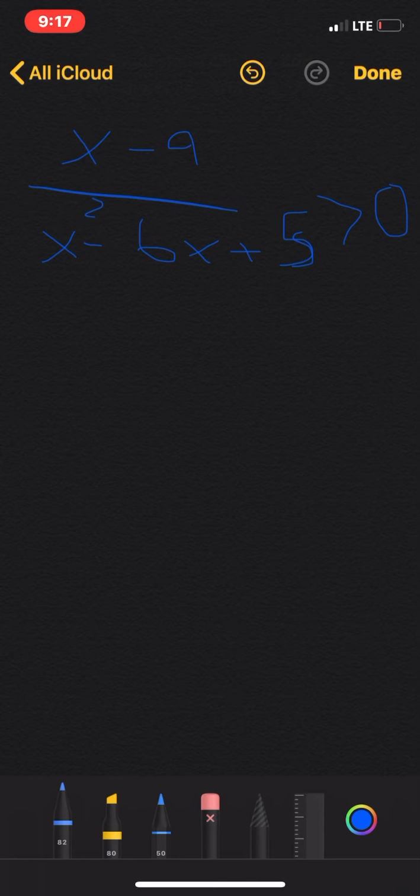I will be showing you how to solve polynomial and rational inequalities. The problem we get, as with the example problem we have, is (x minus 9) over (x squared minus 6x plus 5) is greater than 0. Now the first thing we must do is factor out the denominator, if it's possible, and in this equation it is.